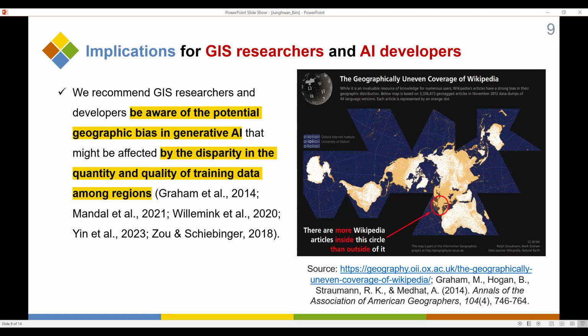It is widely known that those large language models are trained on available online data that might not reflect the real-world information evenly. So for instance, there's a famous paper published in the Annals of the American Association of Geographers in 2014 demonstrating the geographically uneven coverage of Wikipedia. This might hint why our generative AI models do not work well with certain areas.